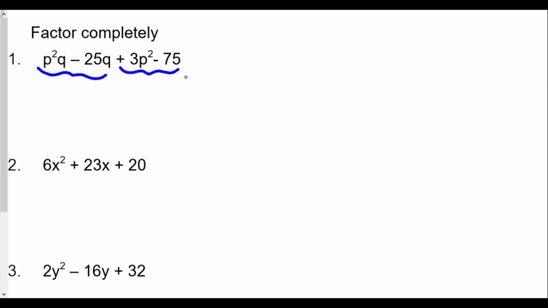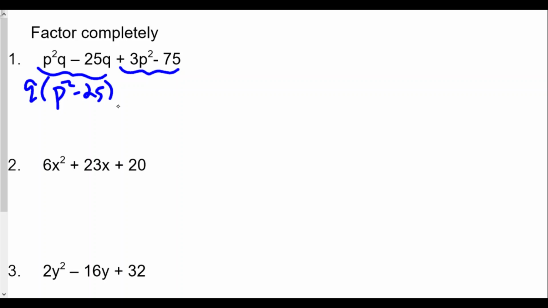So here we go. In this case, the greatest common factor for the first two terms is going to be q, leaving us with p squared minus 25. Now, one of the things to keep in mind with factor by grouping is that we really want to make sure that we have the same second factor, to match it with the one from before. So we want to end up with a p squared minus 25 for the second one as well.